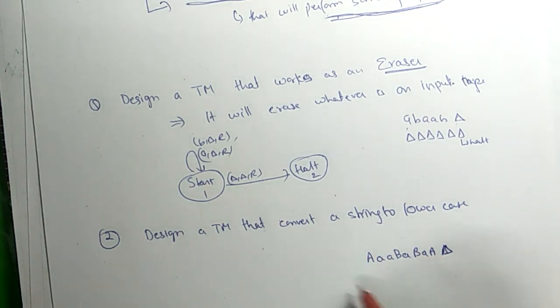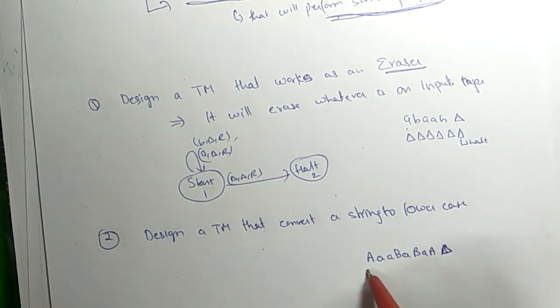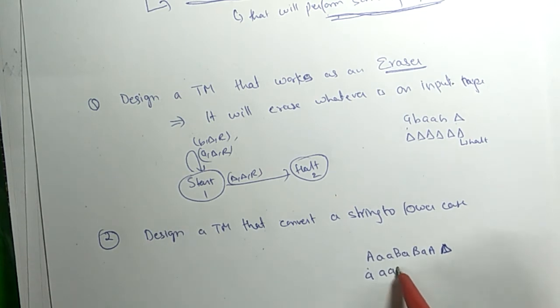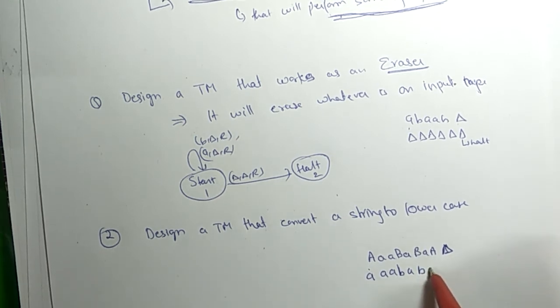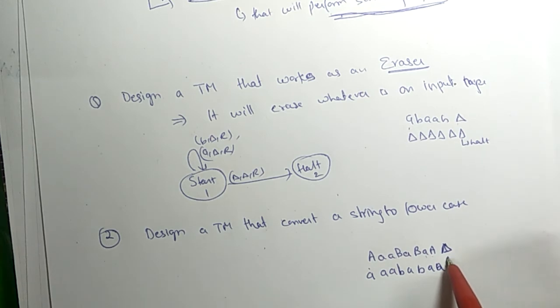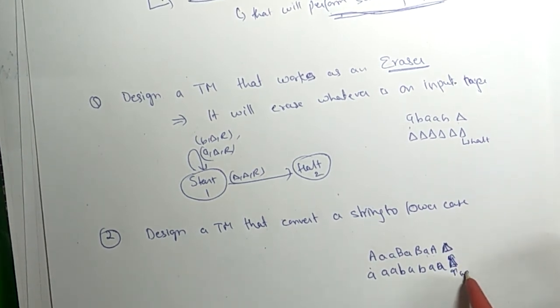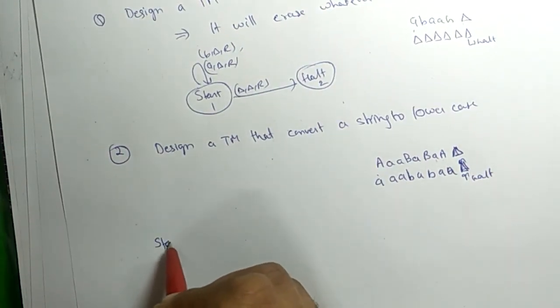So we have to convert all symbols into lowercase symbols. We have to start from this place. If we get capital A, we have to replace it with small a. If we get small a, it will remain small a. This will convert into small b. Moving forward, it will convert into small b. Moving forward, this small a will remain small a. Capital A will convert into small a. And at this position, we will halt. So this Turing machine is also a very simple Turing machine. This is the start state.